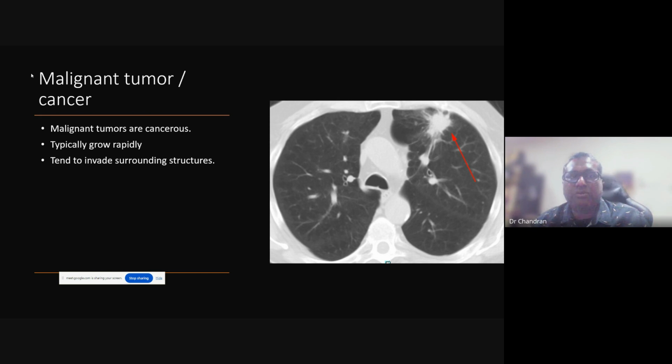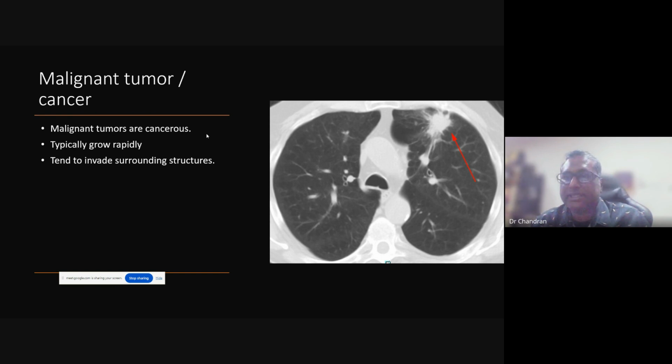But the moment we mention malignant, or we mention a cancerous lesion, then we are telling you that whatever happens, this must be treated. Okay, and because they can really grow rapidly, in a matter of months or half a year, they can grow double the size or something like that. So you have to be very careful, and you cannot delay.